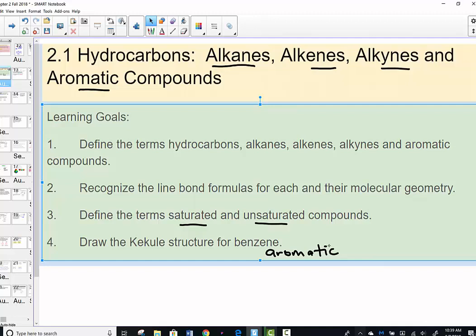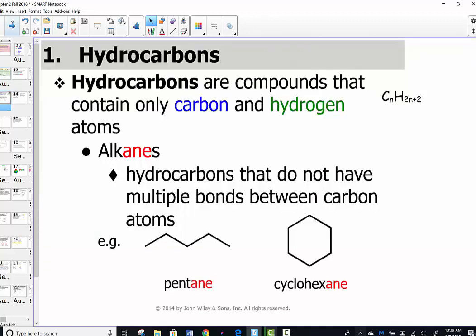The first of these hydrocarbons, as I mentioned, is an ANE, an alkane. Alkanes are hydrocarbons that do not have multiple bonds between carbon atoms. Another way of saying that is all single bonds in the molecule. The general formula for an alkane is CnH2n+2. Now let's make sense of that. Alkane, CnH2n+2. Here's our first example.